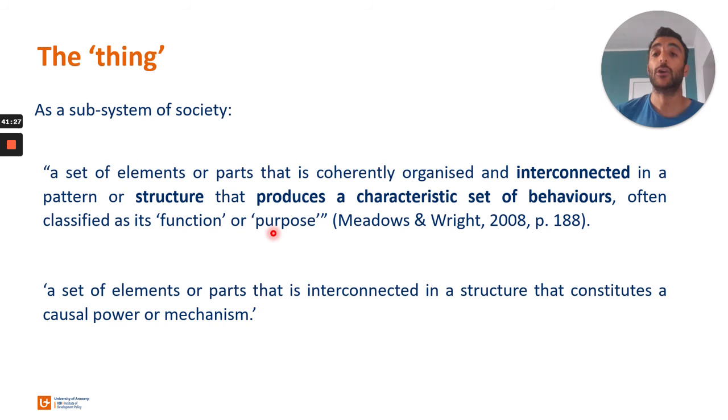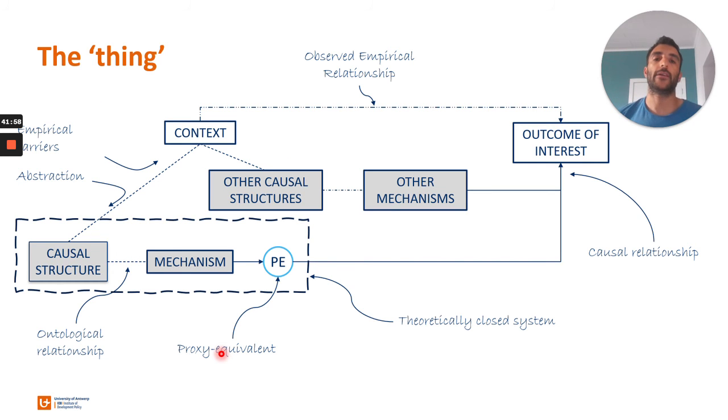If we then translate this to what we've been discussing, namely generative mechanisms, we can take it as a set of elements or parts that is interconnected in a structure that constitutes a causal power or mechanism. Okay, so that's basically the definition that we will use for a mechanism concept, in analogy with the systems definition. And so this is a visual representation of what we've been talking about right now.